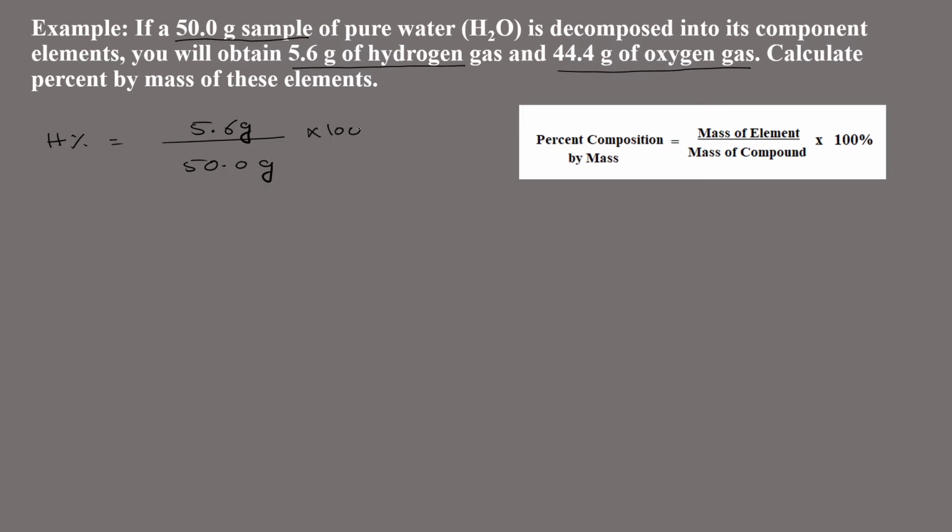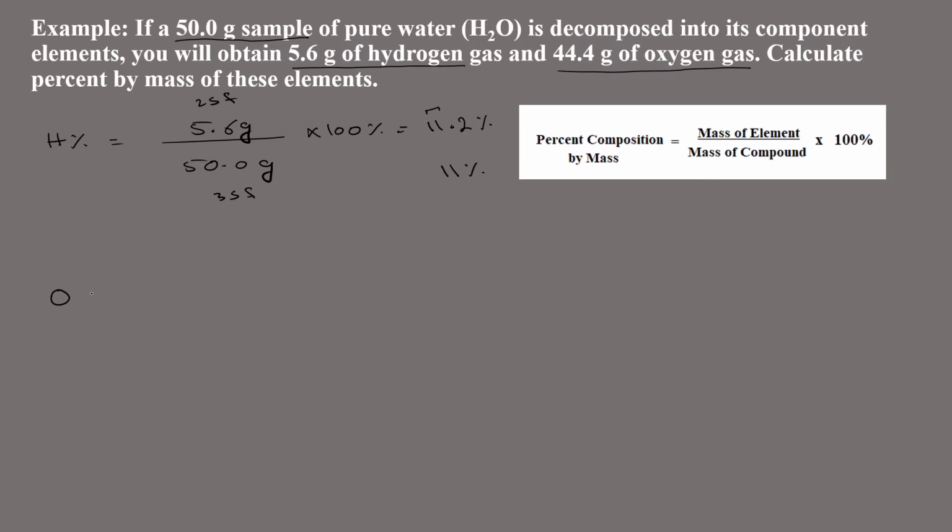Multiply it by 100%. On my calculator, I have 11.2%. I will look for my sig figs. Here I have 2 sig figs. Here I have 3 sig figs. For 100, it is part of the formula, so it is an exact number and I will not count any sig figs in it. I will round my answer to 2 sig figs and it will be 11%.